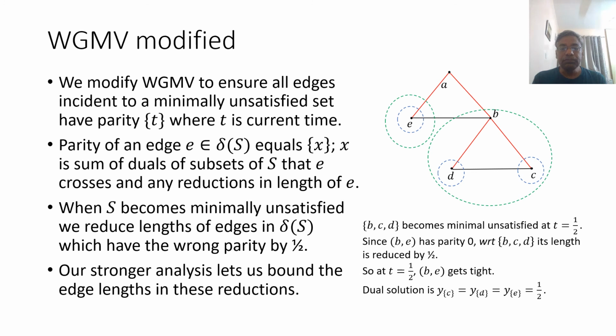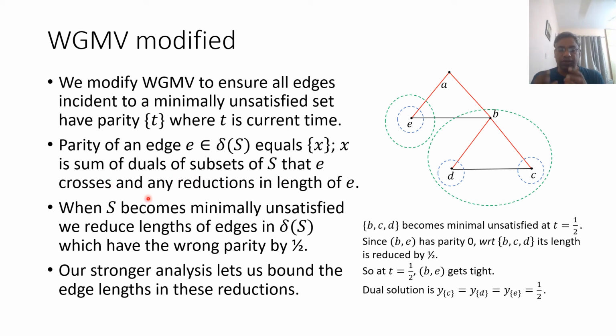And how do we modify the algorithm now? Let me quickly go over it. Every time a set becomes minimally unsatisfied, we will ensure that all edges incident to that set have the same parity. And what is that parity? That parity is the parity of the current time. And what does it mean for an edge to have a certain parity? The parity of an edge equals the fractional part of x, where x is the sum of duals of subsets of S that e crosses.